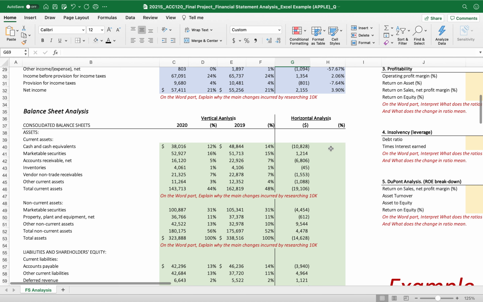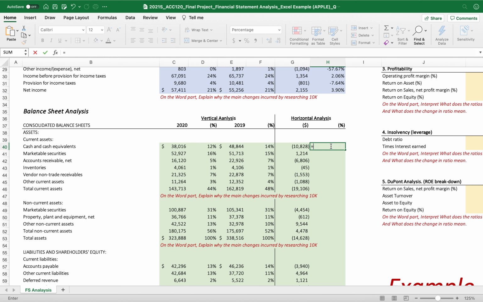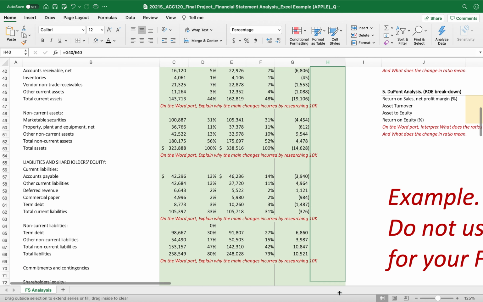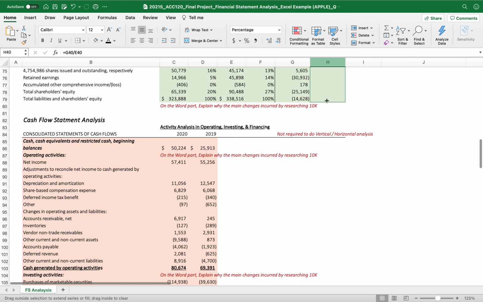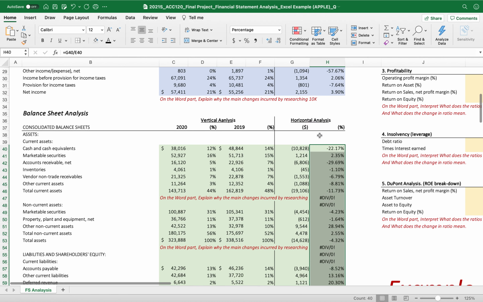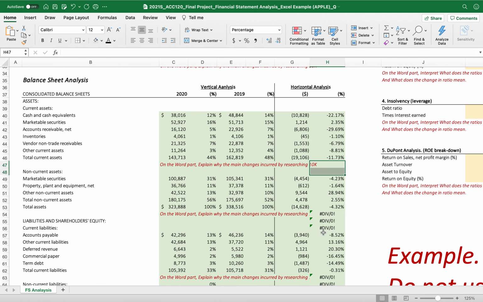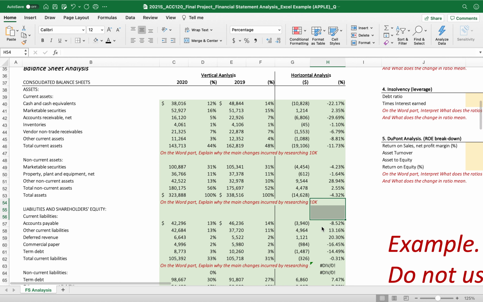Okay, got it. And then let's calculate how much percentage has been increased in each account and each category. So it has been decreased. The cash has been decreased from 48,000 to 38,000, right? So it has been decreased from the starting year. Okay, so let's just drag down once again. Then we got these numbers. We got this percentage.